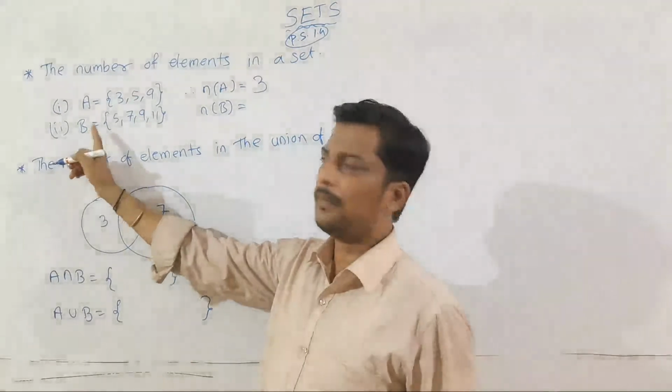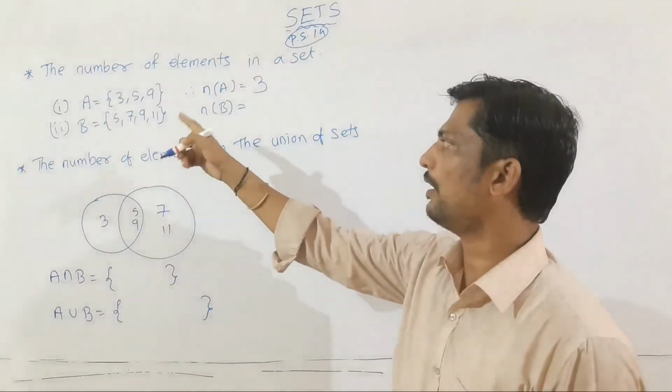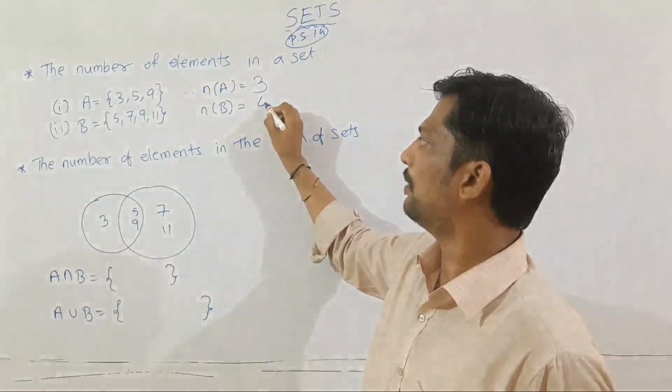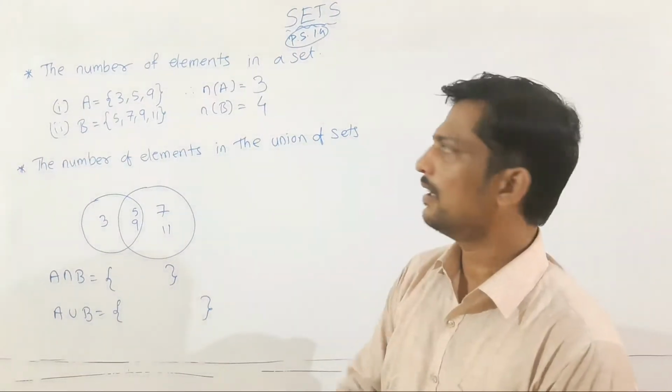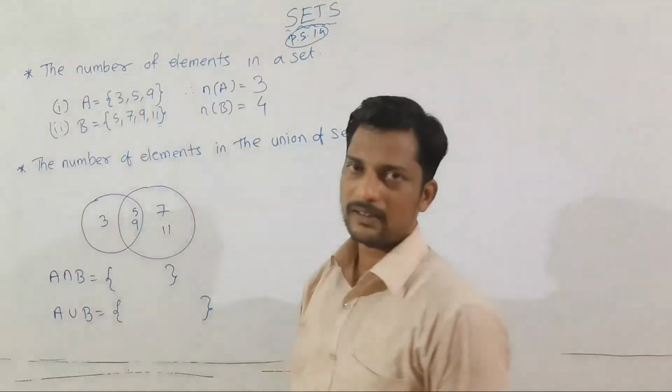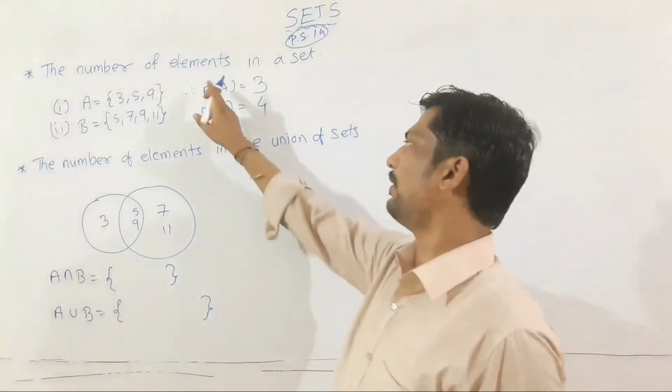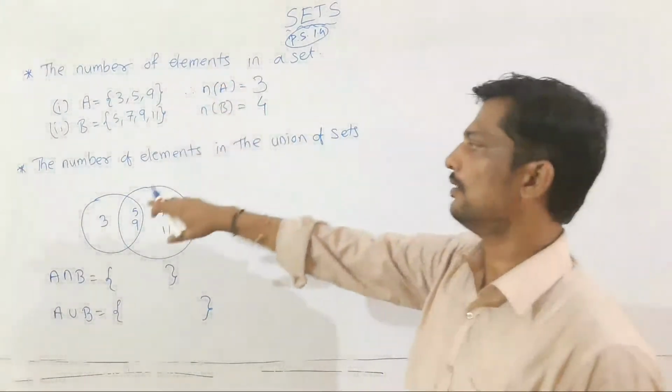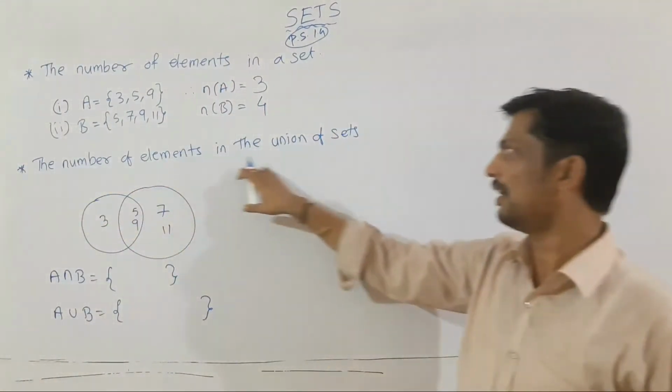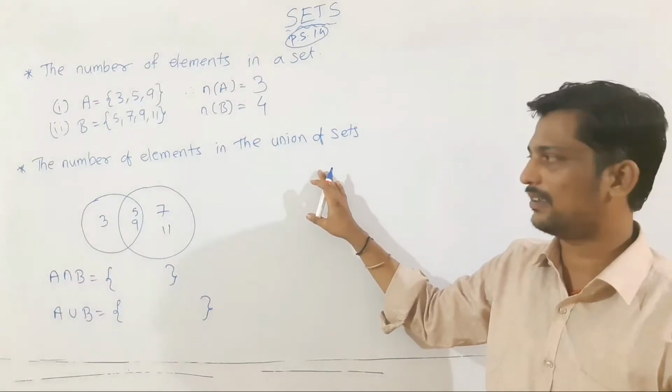Now the number of elements in B is nothing but what? 1, 2, 3, 4. 4 elements are there. Fine. So this is the number of elements in set A, and we represent it as n(A). Now the number of elements in the union of sets.